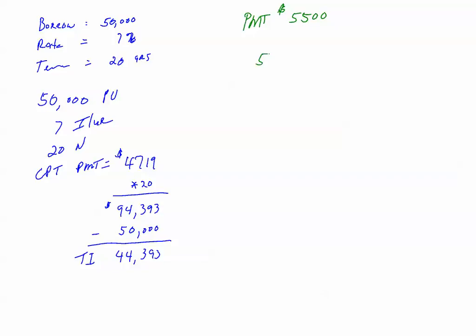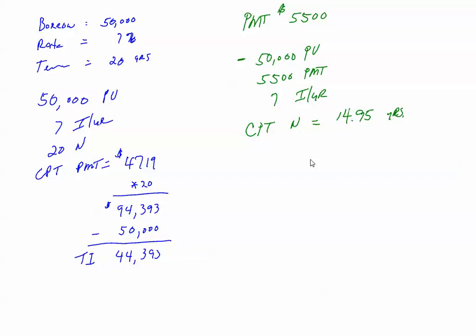You would simply have a $50,000 present value. Now you probably need to make that a negative. Doesn't really matter, the payment could be a negative. You're going to have a $5,500 payment, and you're going to have a 7 interest rate per year. And now you're going to compute the N. And when you compute N, it's going to be 14.95 years.